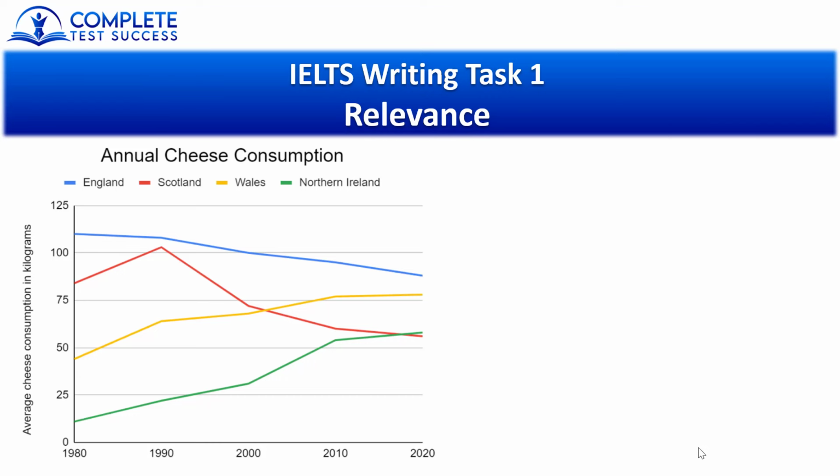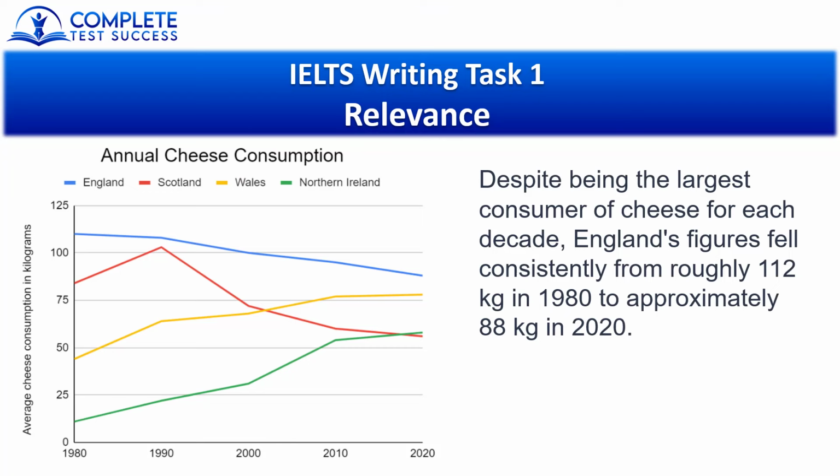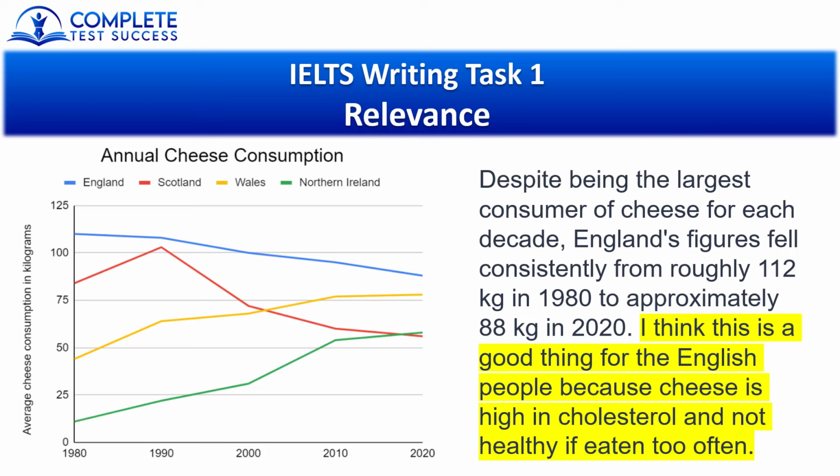So let's say, for example, I'm describing the blue line in this graph, and I say, despite being the largest consumer of cheese for each decade, England's figures fell consistently from roughly 112 kg in 1980 to approximately 88 kg in 2020. Now, this description is fine because it contains no irrelevant information, but let me show you how it might be irrelevant. So if I continued here and added, I think this is a good thing for the English people because cheese is high in cholesterol and not healthy if eaten too often.